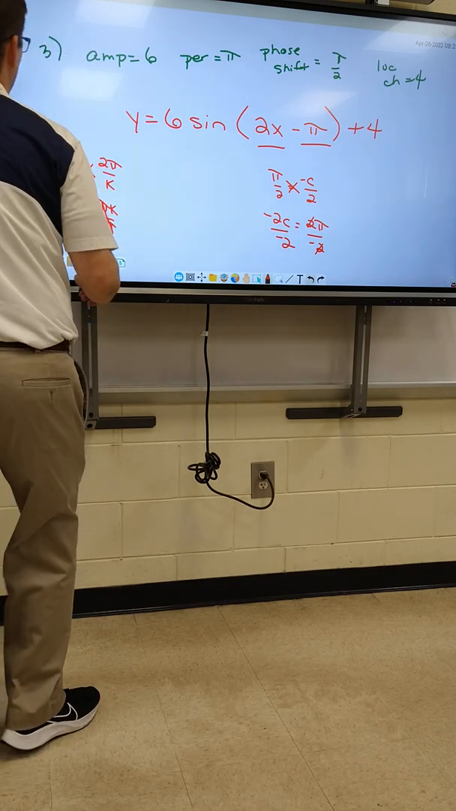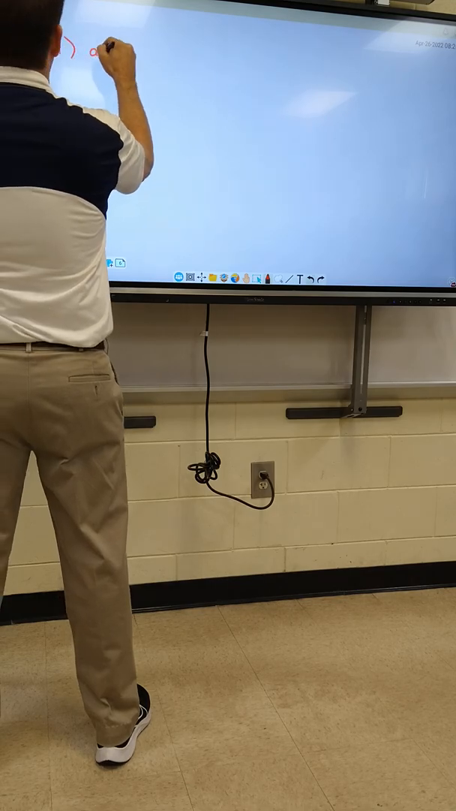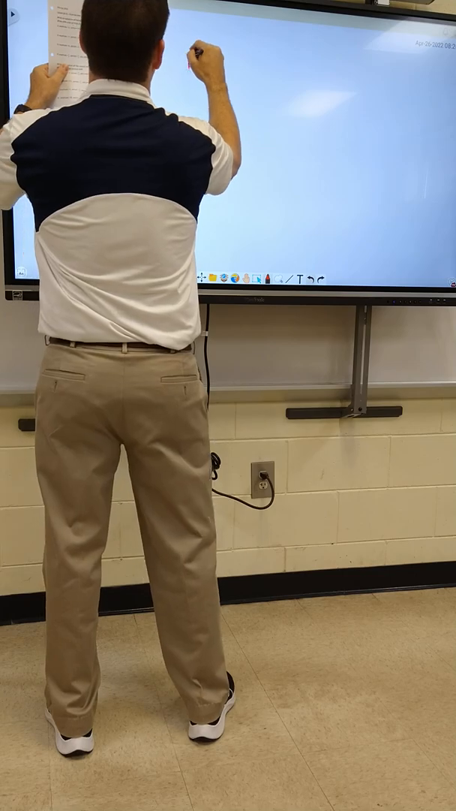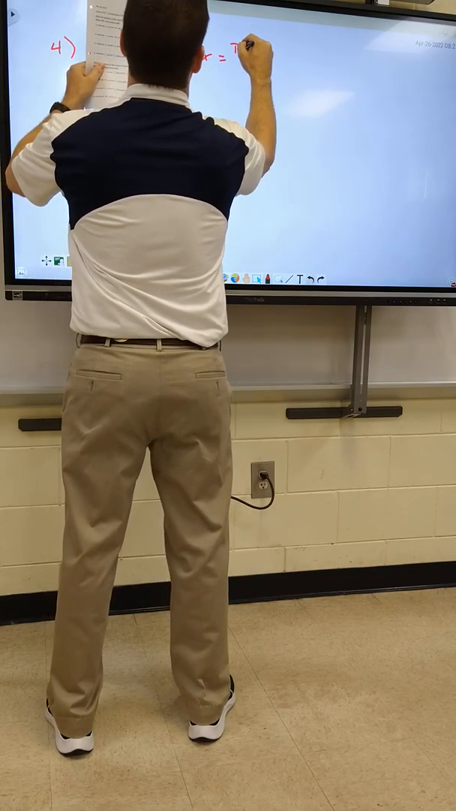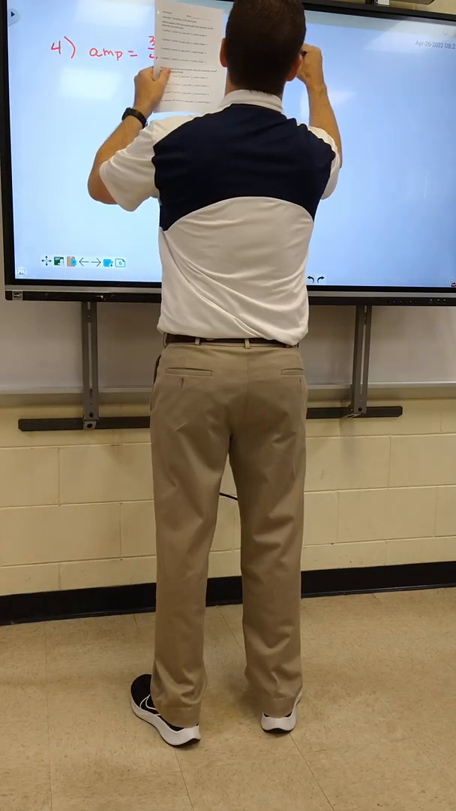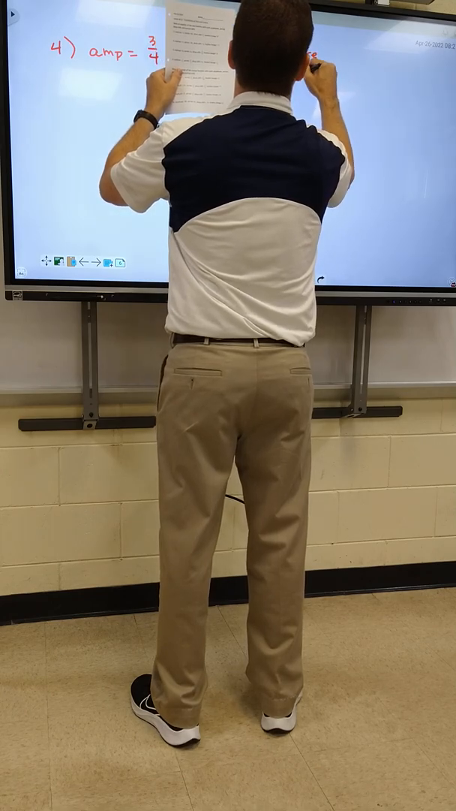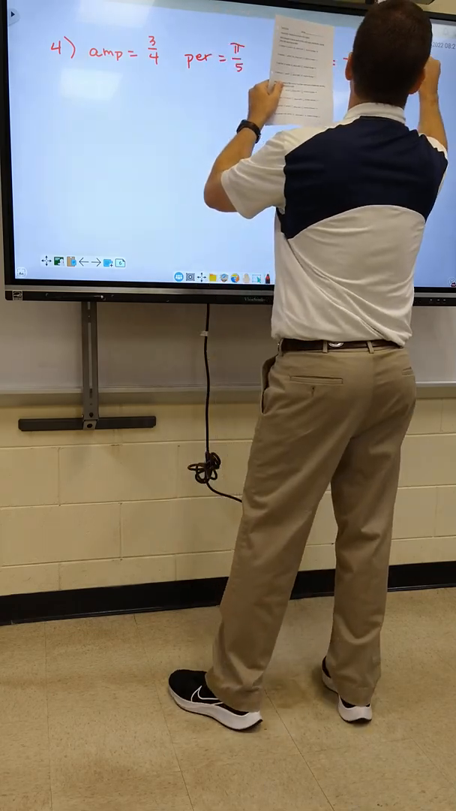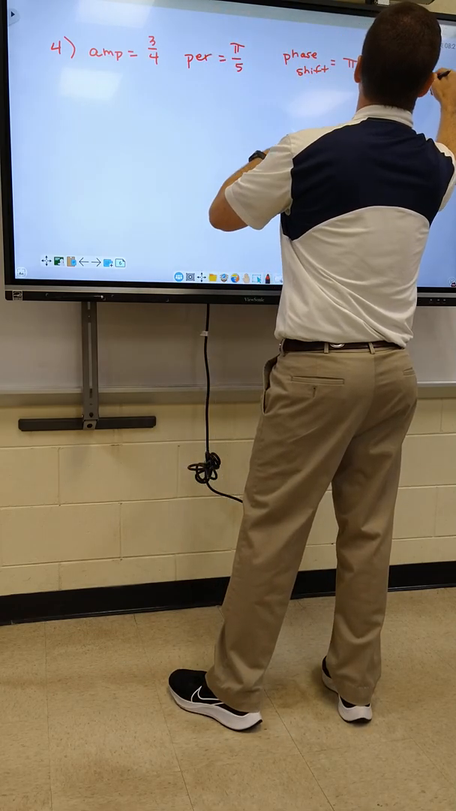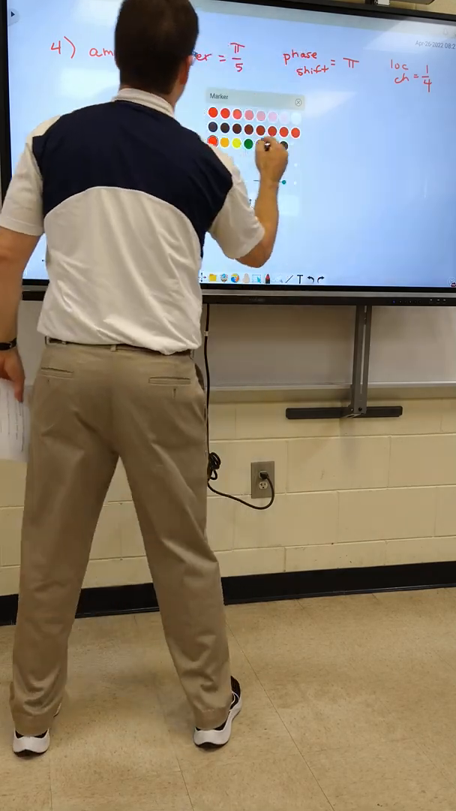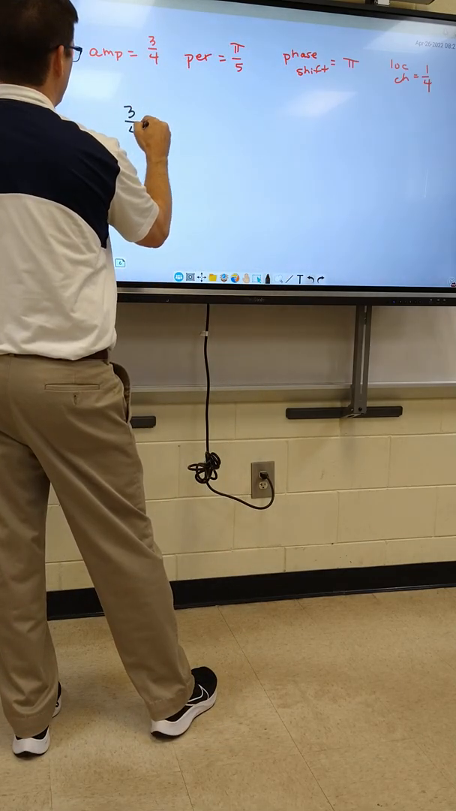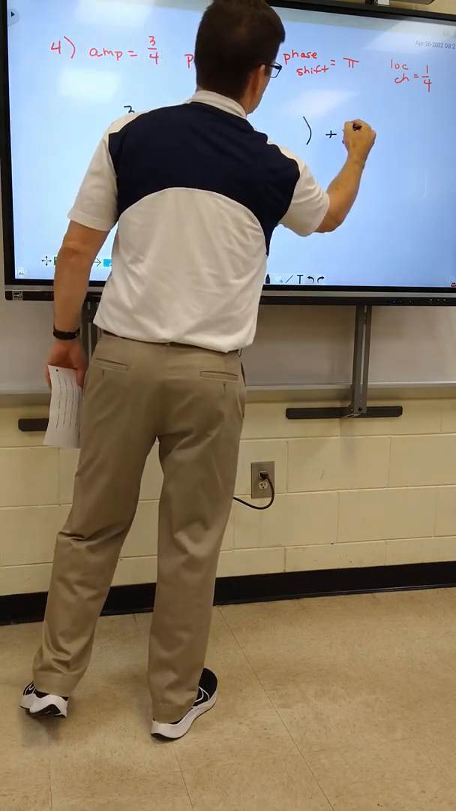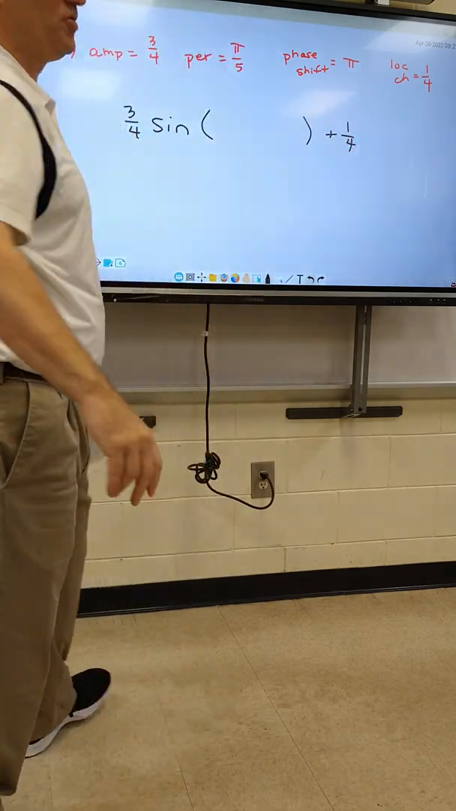All right, let's try 4. Got an amplitude 3/4. Got a period pi over 5. Got a phase shift pi, and a location change of 1/4. All right, so to start it, I know it's going to be 3/4 sine. I know that. And I know my location change is plus 1/4. All right, so you guys do the middle.